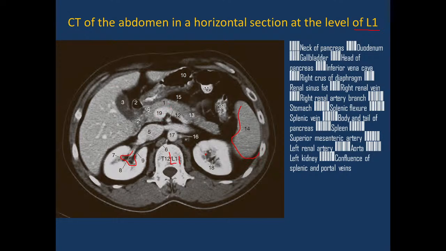Here visible number 13. That is the pancreas, body and tail of pancreas. Very important organ of the digestive system, and I hope you remember that it is the endocrine organ which produces hormones.